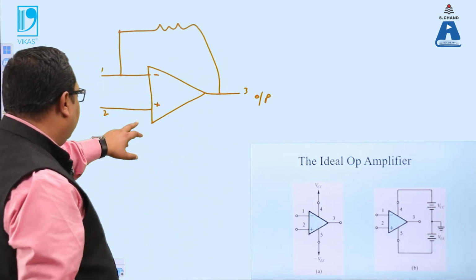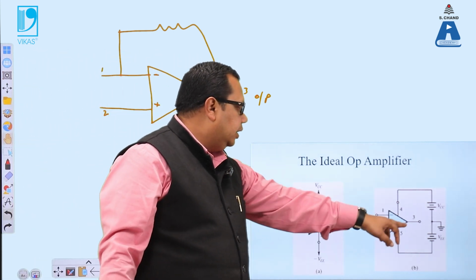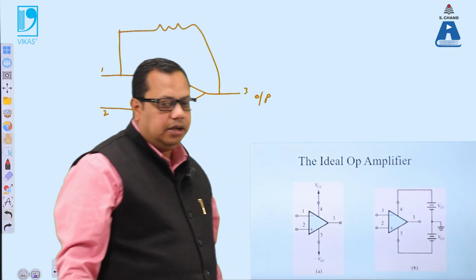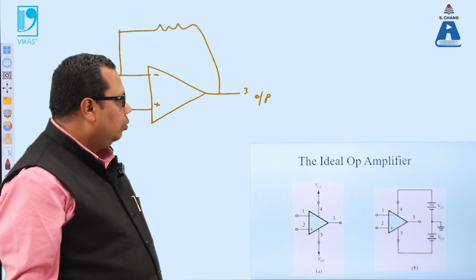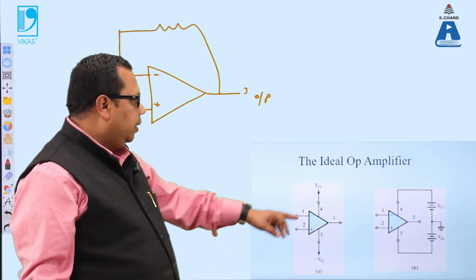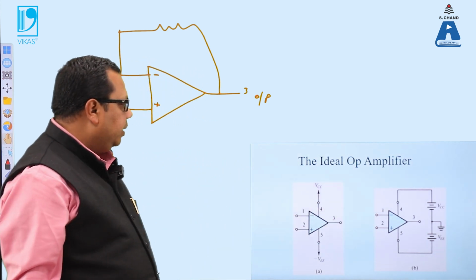So we can see how we have given the particular supply. The supply is generally given like this: we are giving the plus VCC and the minus VCC at the two particular points, and then we are making the calculation. So the plus VCC is given and the minus VCC is given, and then we make the calculation.